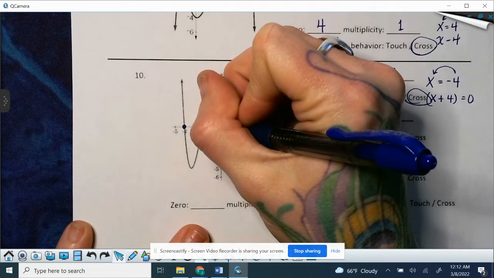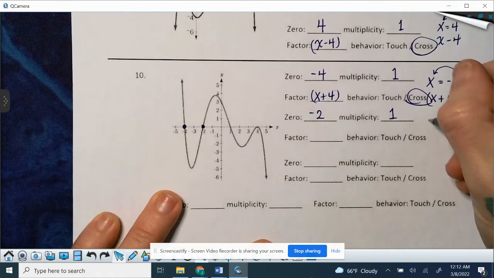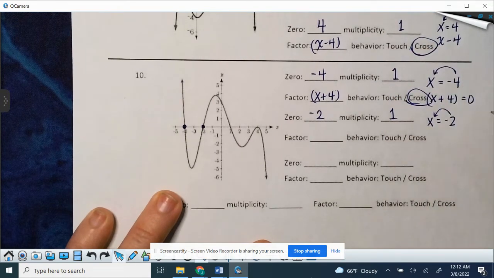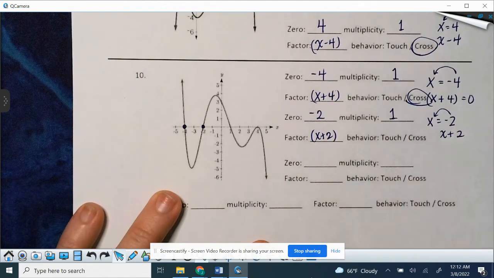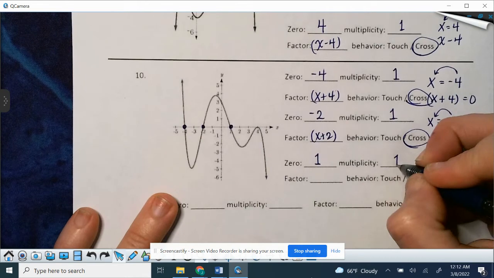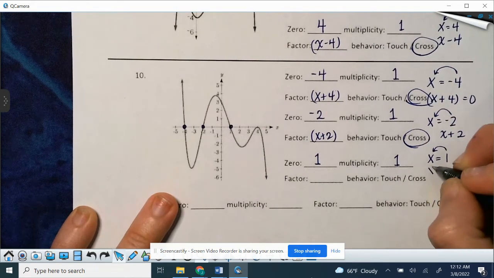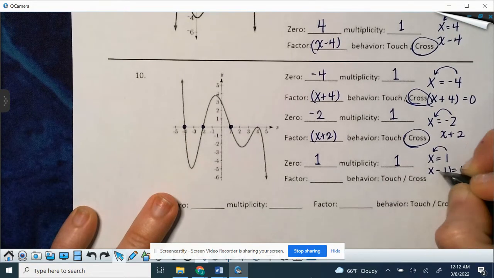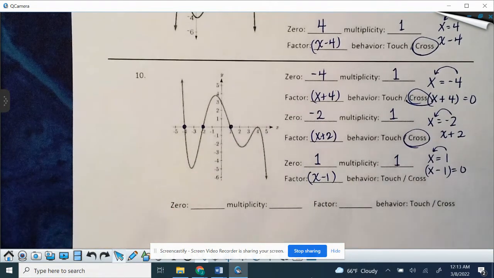Our next 0 is a -2. It went straight through, so it's a multiplicity of 1. So x equals -2. We're going to move it over. That's going to be x plus 2 as a factor. And the behavior is that it went straight through and crossed again. So we have a 0 here at +1. It crossed straight through, so its multiplicity is 1. X equals +1. Move it back over to the side where x is, so we can set it equal to 0. And that's x minus 1 as your factor. No need to write an exponent, because again, it's to the 1. And then it crossed straight through.